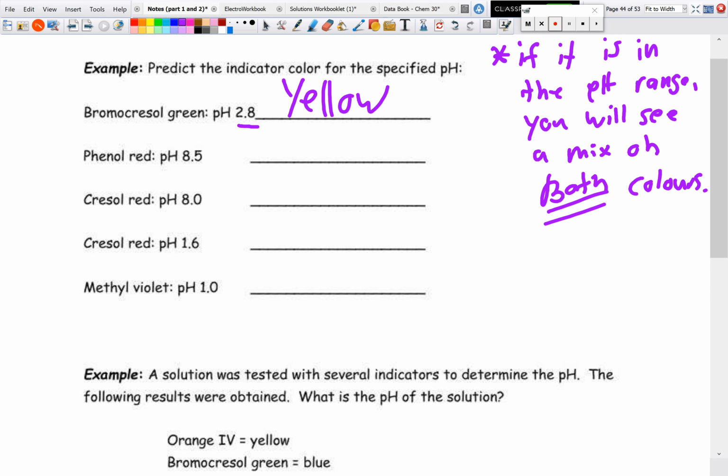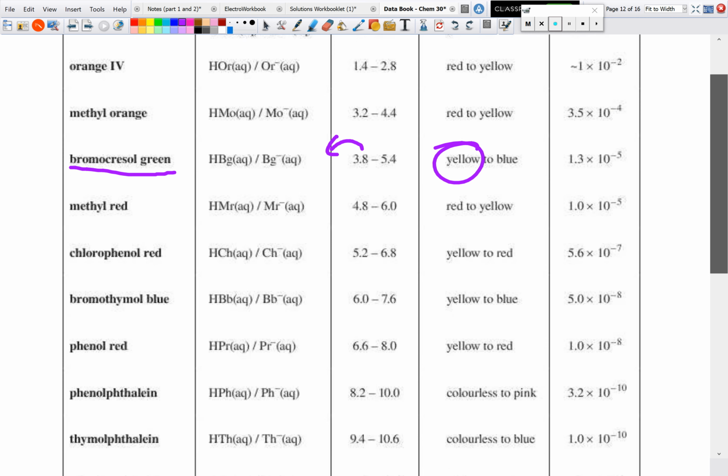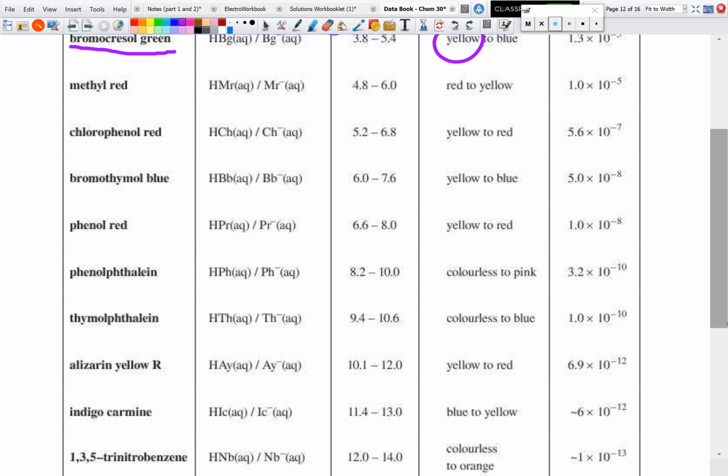So if you think that you can get the rest of them, just pause the video and fill them in and see if you get them. I'm going to do the phenol red and then just kind of fill in all the other ones that you should see. So the phenol red at 8.5. Same thing, we find phenol red on the back of our periodic table here. So phenol red is right here. And we'll see the color change is yellow to red. So anything below 6.6 is going to be yellow, anything above 8.0 is going to be red. And of course 8.5 is above 8.0, so we should see red.